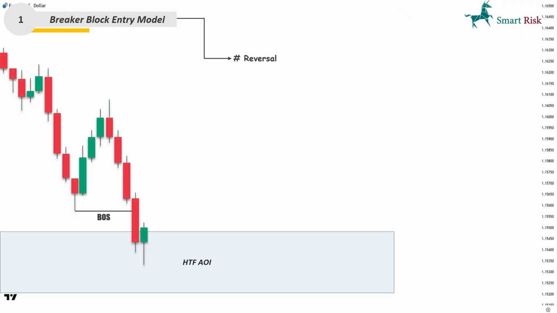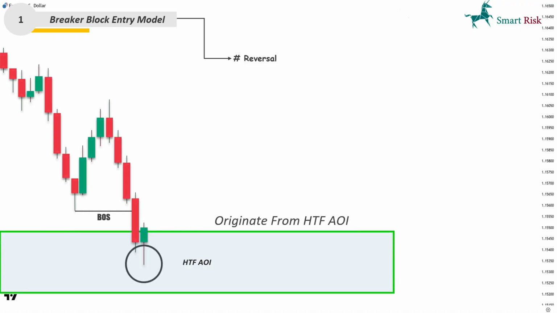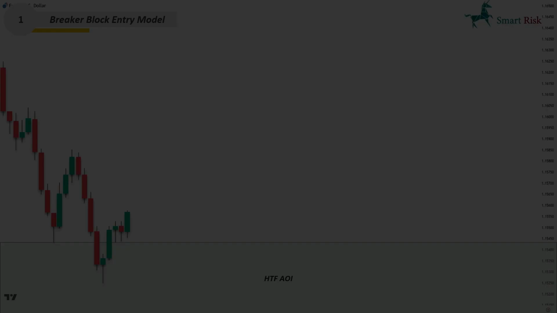The reason is simple. This pattern forms in a way that confirms price is more likely to reverse. But for this entry model to be valid, first and foremost, price must originate from a higher time frame area of interest, such as a higher time frame fair value gap, a supply or demand zone, or after sweeping liquidity from a major swing high or swing low. You cannot take every breaker block that appears randomly in the middle of nowhere. Context is everything. Now let's see exactly how to execute an entry using this model.